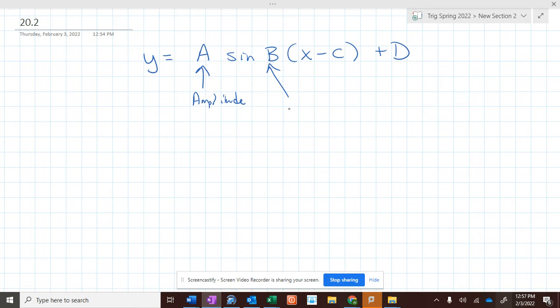B is the period length. So B is period. Actually, B deals with the period. B isn't actually the period length, but B deals with the period. But we just put period there.